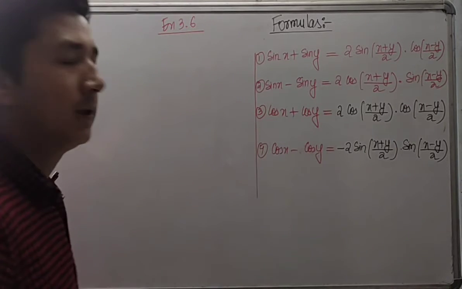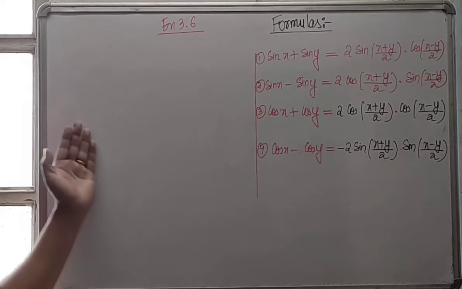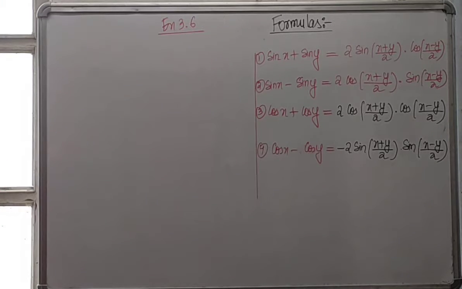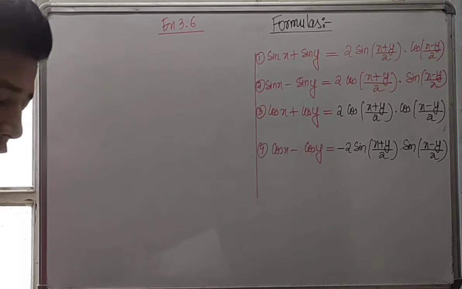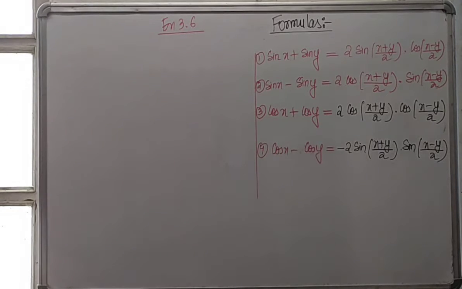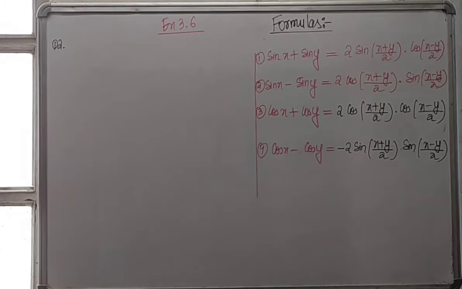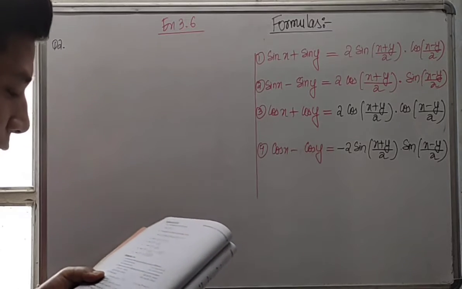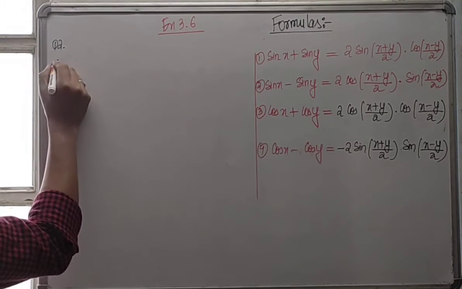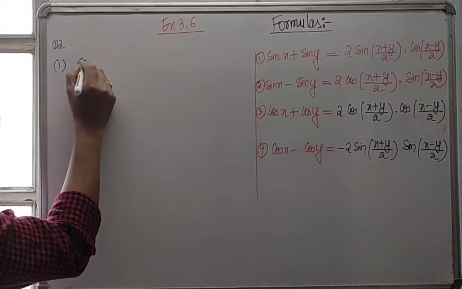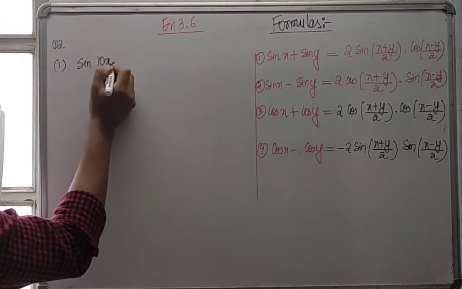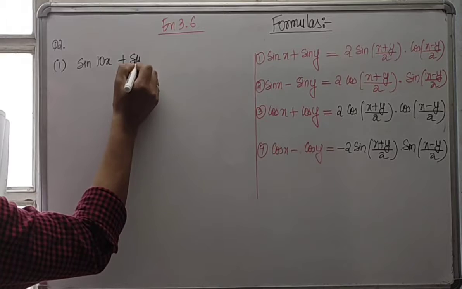Now we are going to do the application of these four formulas, and we'll start from question number 2. Question number 2 was: express each of the following as a product of sine and cos. Part 1 of question 2 is sine 10x plus sine 6x.